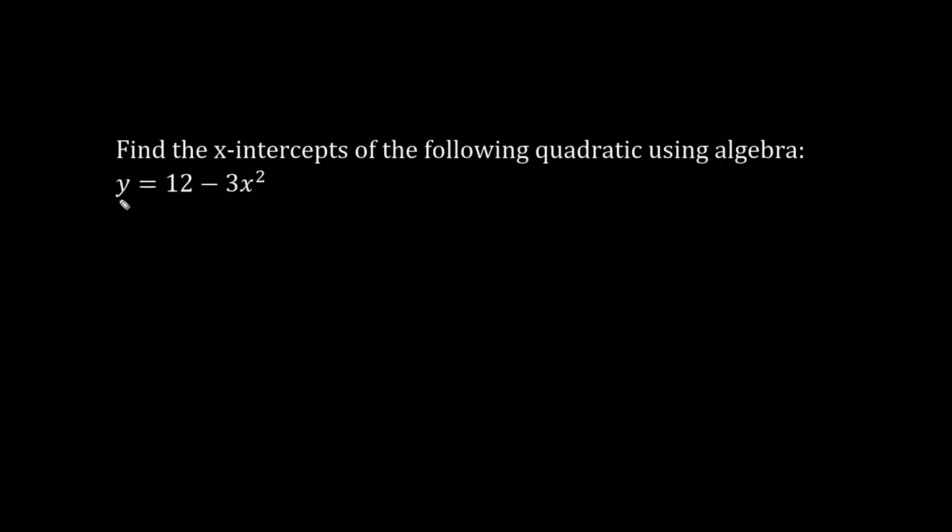Let's solve the x-intercepts by setting y equals 0. We'll throw the negative 3x squared to the left, so we have positive 3x squared equals 12. We now divide both sides by 3. So x squared equals 12 divided by 3 is 4. Taking the square root of both sides, we have x equals plus minus the square root of 4 is 2. These are the x-intercepts.